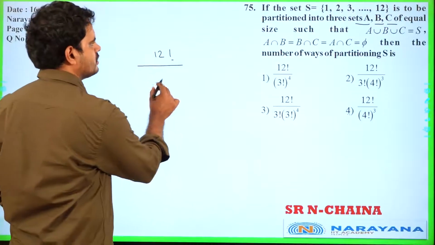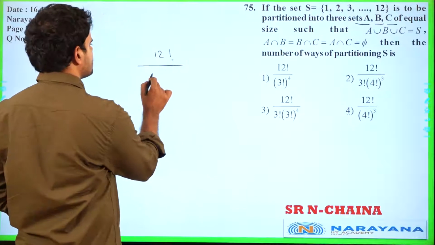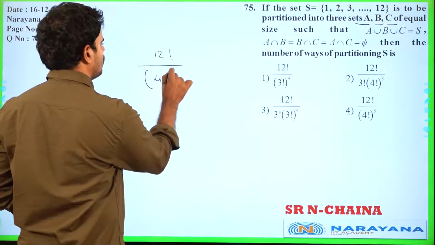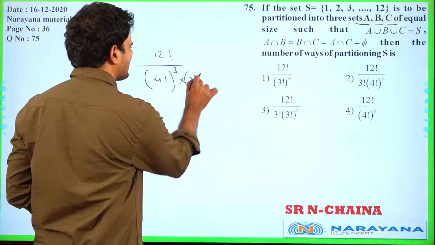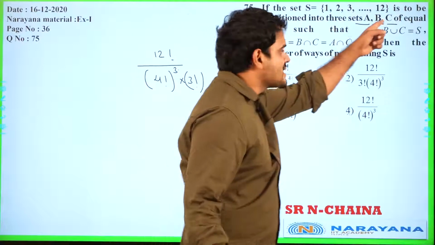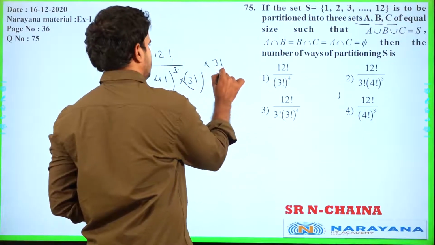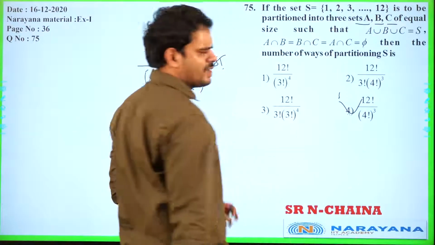So what does it become actually? Partition into 3 equal size sets. It becomes 4 factorial whole cube into 3 factorial. Till here I'm happy, but here A, B, C are distinct sets. So what do you write? Into 3 factorial. So this one goes off, and finally the answer becomes this one. I hope everyone understood.